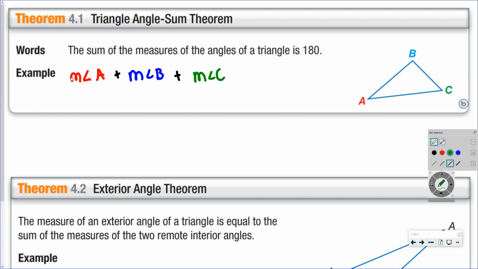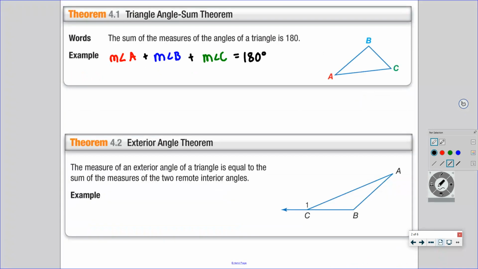The sum of all those is equal to 180. That's one of our theorems for today. Okay, the second theorem is the measure of an exterior angle of a triangle.